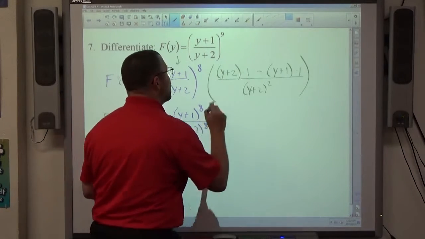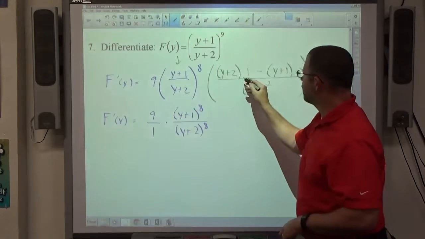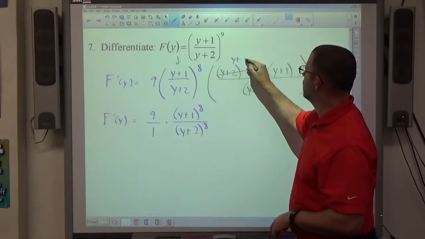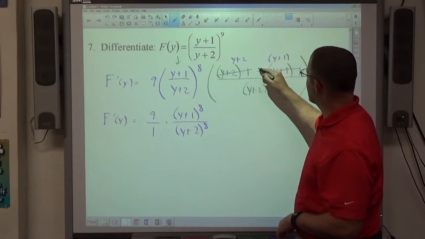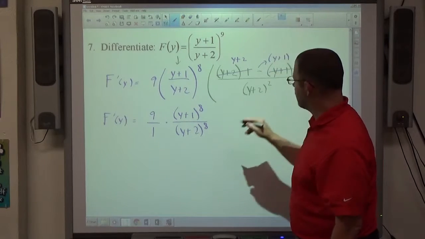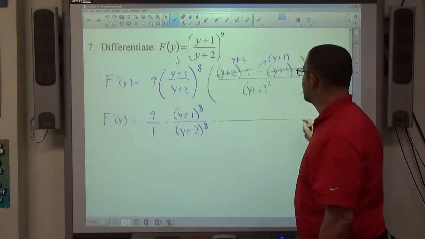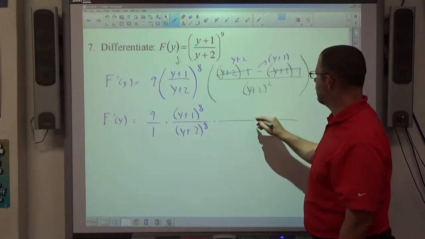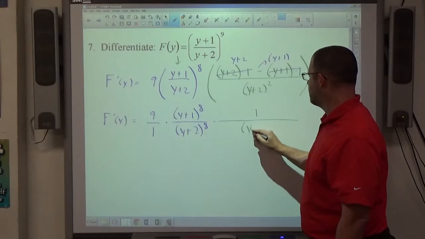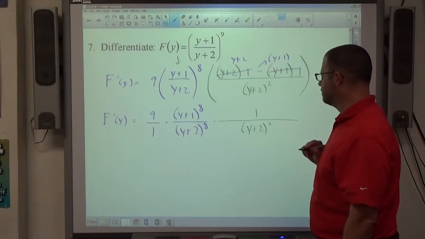For the green, y plus 2 times 1 makes y plus 2. Y plus 1 times 1 makes y plus 1, but that's being subtracted. So if I'm simplifying the green as much as possible, I'm going to get y minus y makes 0, 2 minus 1 makes 1 on top, and then y plus 2, the quantity squared, on the bottom.